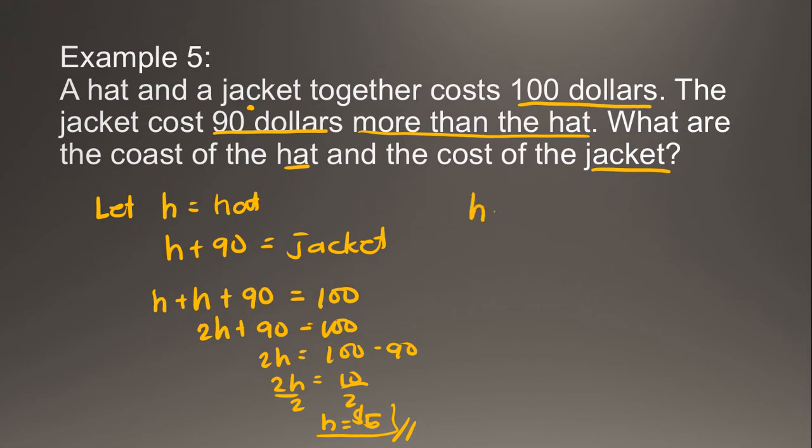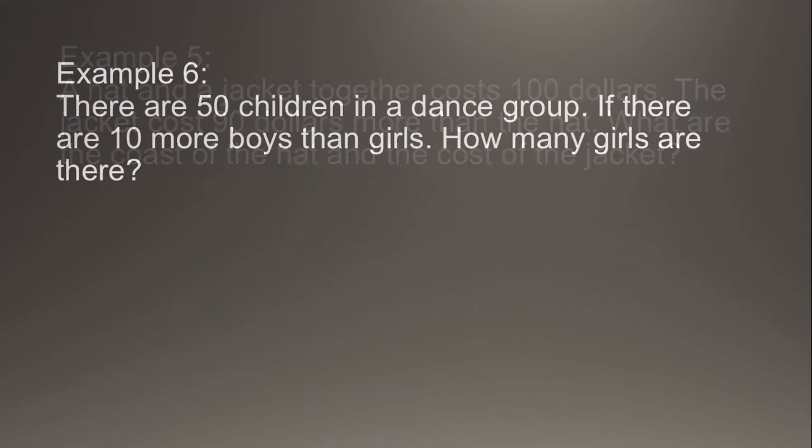So, class, now, the cost of the hat is $5 and the cost of the jacket, we add it to the equation we made above. So that is 90 plus 5 equals 95. So the jacket is $95.